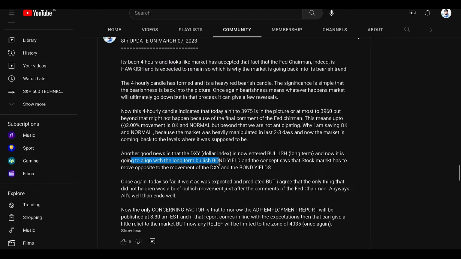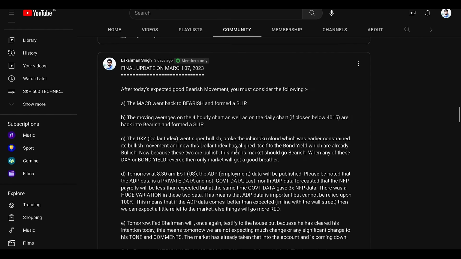the long-term bullish bond yield. Bullish dollar index, bullish bond yield means the bearish stock market. All of these three can never move in the same direction. So now in my final update, by the time I had written this final update, his testimony to the Senate was over.